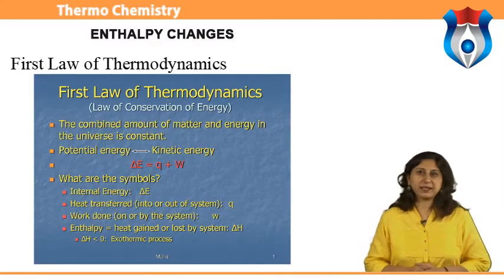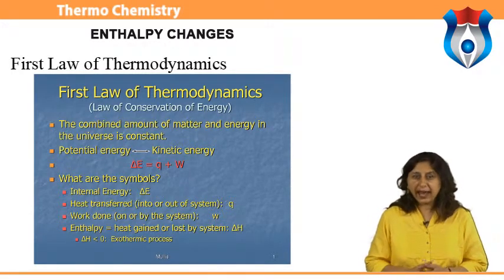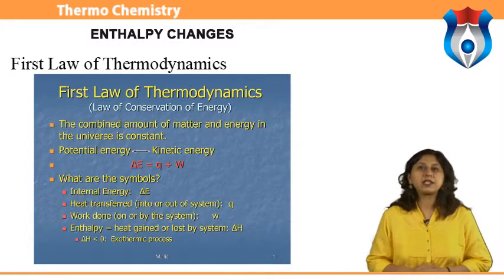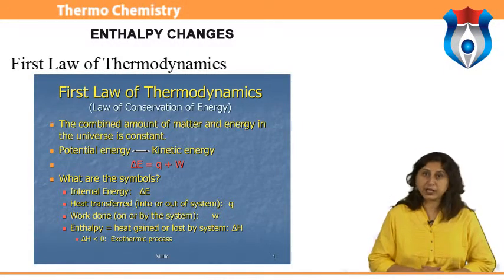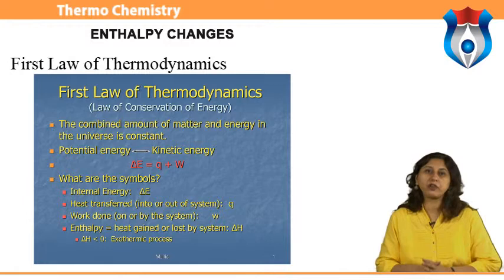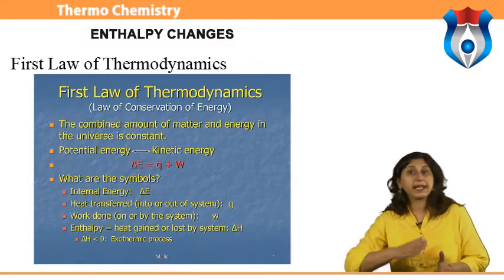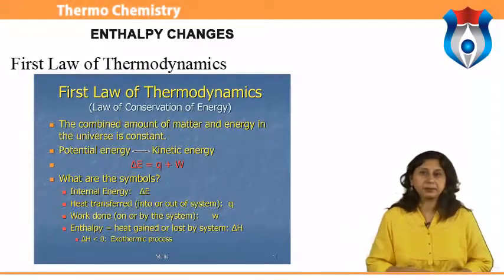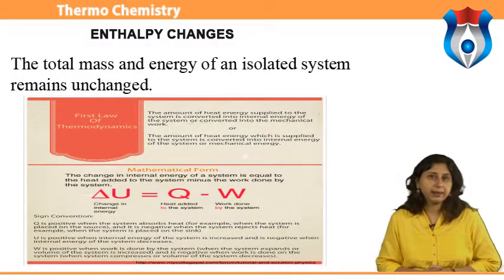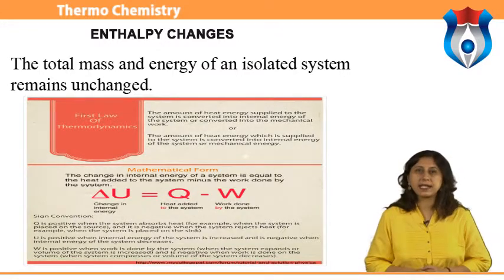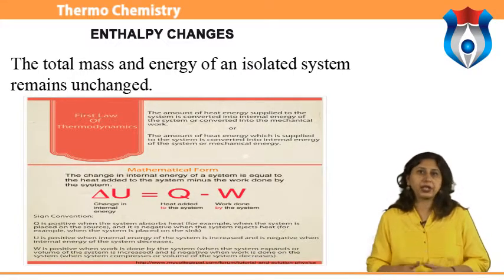First law of thermodynamics. This law deals with the fundamental concept of energy, work and heat and the relation between them. The first law of thermodynamics simply says energy is conserved. Therefore, it is also known as the law of conservation of energy. Energy can neither be created nor destroyed. However, it can be transformed from one form to another. Since energy is related to mass by the relation E equals mc squared, this law can also be stated as: the total mass and energy of an isolated system remains unchanged.